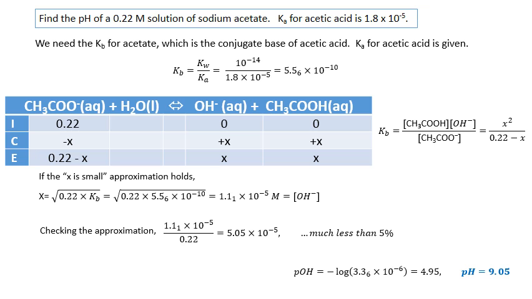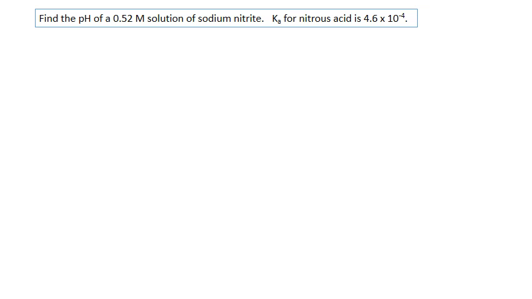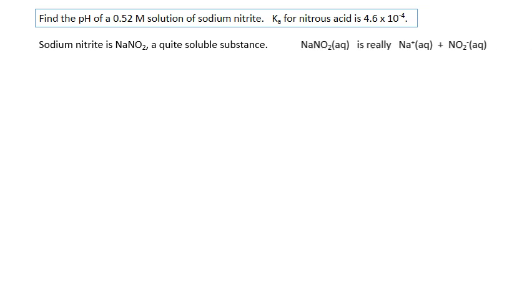But let's do another one. This is a little bit more complicated on the front end, but everything else is very similar. Find the pH of a 0.52 molar solution of sodium nitrite. What is that? Well, I'll tell you. Sodium nitrite is NaNO2. Of course, you know nitrate is NO3. This is NO2. It's a soluble substance. So when you dissolve it, you get sodium and nitrite, okay?